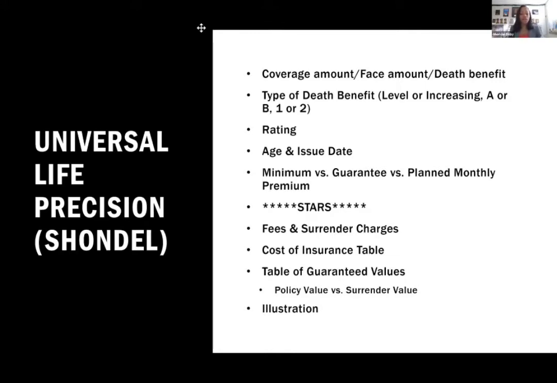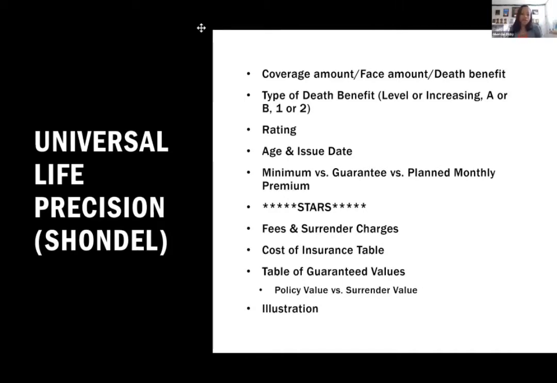Then there's the cost of insurance table. So there's a rising cost of insurance in Universal Life, and that's what causes these types of policies to depreciate and decrease over time and eventually lapse. So a lot of times people look into cash value because they want something that is permanent, that will cover them for their whole life. But with Universal Life, in most cases, it's not permanent and it's not going to cover them for their whole life because of this increasing cost of insurance.